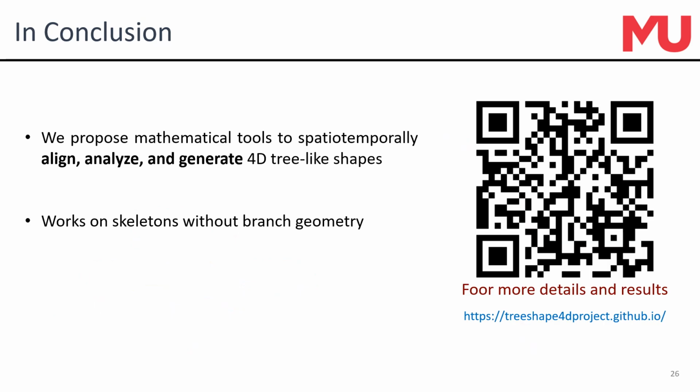These are some examples. In summary, this paper proposes mathematical tools to spatiotemporally align, analyze, and generate 4D tree-like shapes. In this paper, we only consider tree-like shapes by their 3D skeletons. We plan to extend the approach to represent the full 3D geometry of plants or tree-like shapes. More detailed results and source code can be found in the project page.